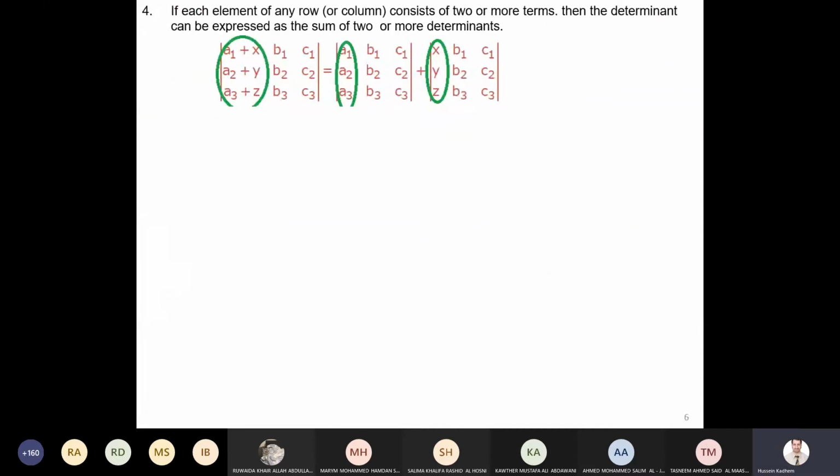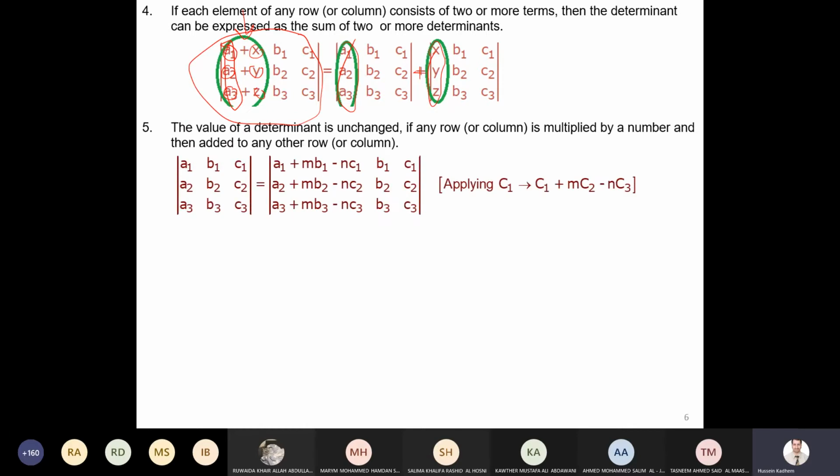Also, another property for determinant, I'm just revising the properties with you, then we will use some of them later on, and we will prove some of them. If each element of any row or column consists of two or more terms, then the determinant can be expressed as a sum of two or more determinants. As an example, you see this column contains two items: a1 plus x, a2 plus y, a3 plus z. The determinant for the whole matrix can be split into these parts, plus the determinant of these parts with the others. So this is another property that can be used in determinants.